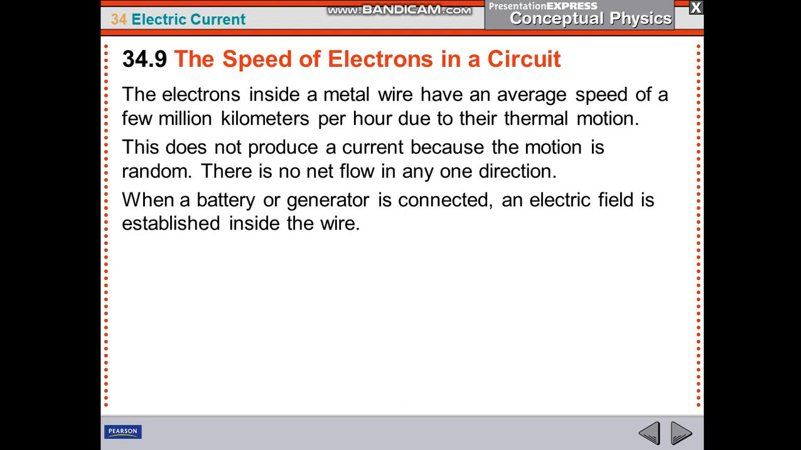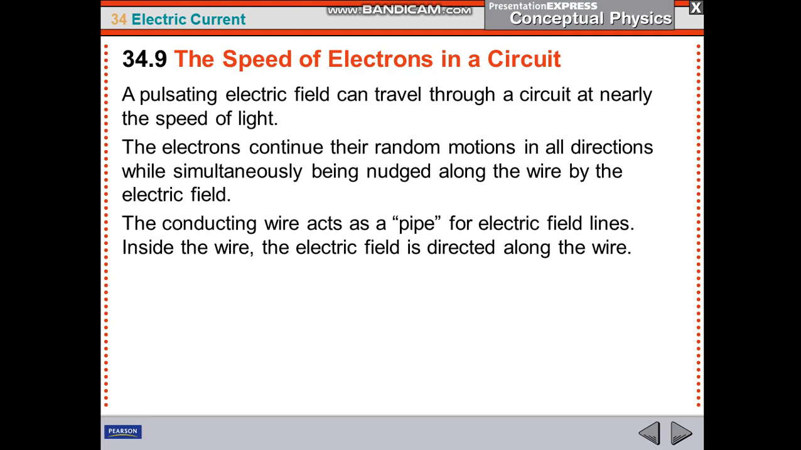The electrons inside a metal wire have an average speed of a few million kilometers per hour due to their thermal motion. This does not produce a current because the motion is random. There is no net flow in any one direction. When a battery or generator is connected, an electric field is established inside the wire. A pulsating electric field can travel through a circuit at nearly the speed of light. The electrons continue their random motions in all directions while simultaneously being nudged along the wire by the electric field.